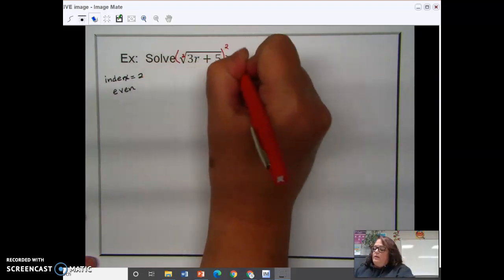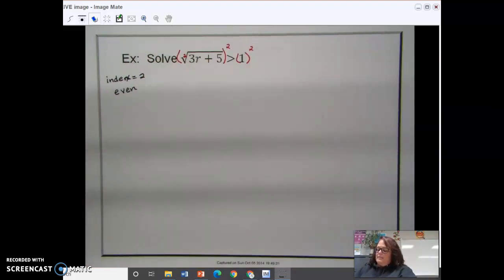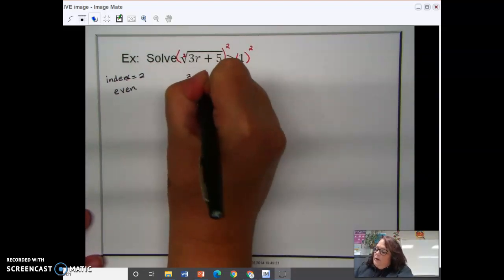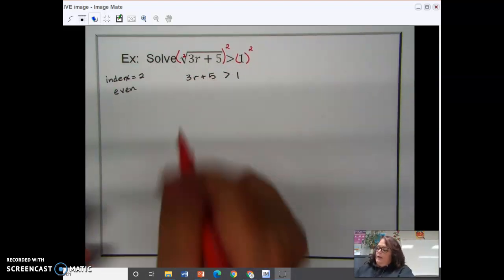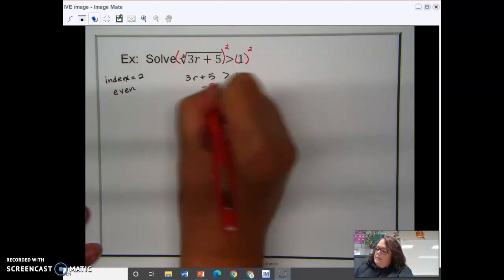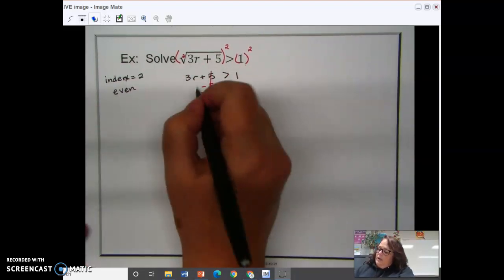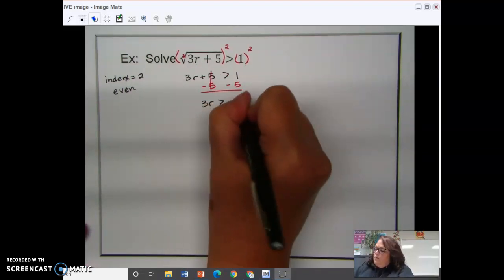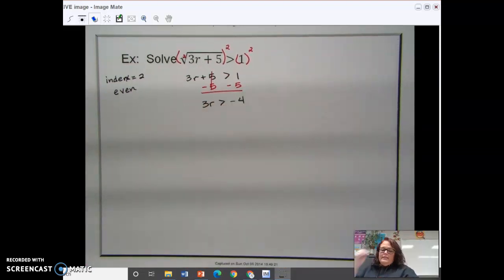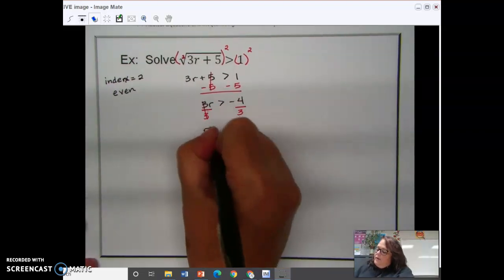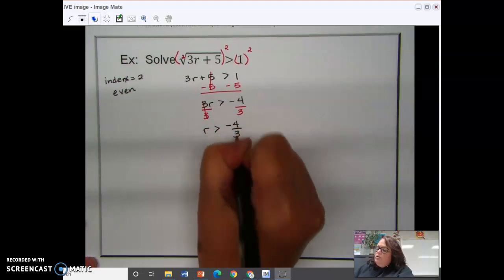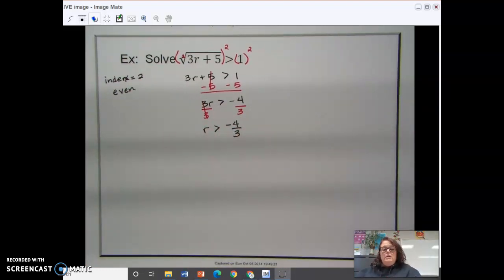Just like we did with equations, we're going to square both sides. That gives me 3r plus 5 is greater than 1, since 1 times 1 is still 1. Then we subtract 5 from both sides, so 3r is greater than -4. Subtracting doesn't change the inequality, and dividing by a positive also does not change the inequality. So the r values are greater than -4/3. The good news is I don't have to check for extraneous solutions. I just say that all my r values have to be greater than -4/3.